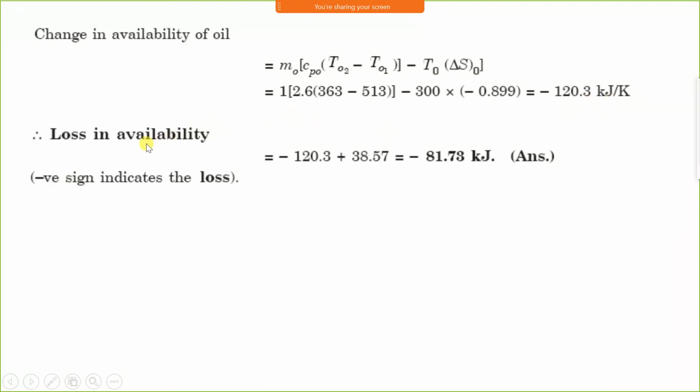Now for the loss in availability, we just have to add both the terms: minus 120.3 plus 38.57, which is equal to minus 81.73 kilojoule. This is the loss in availability.